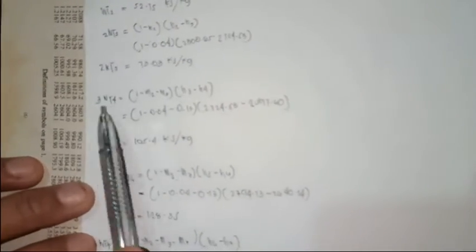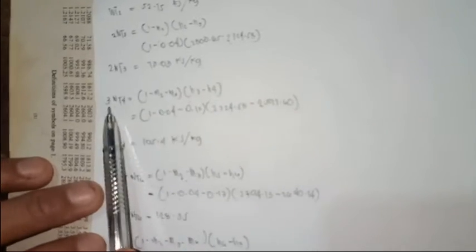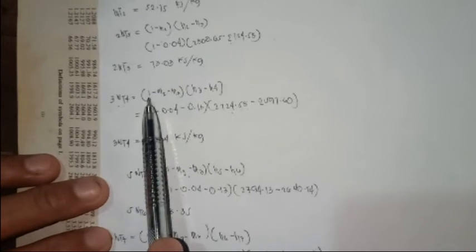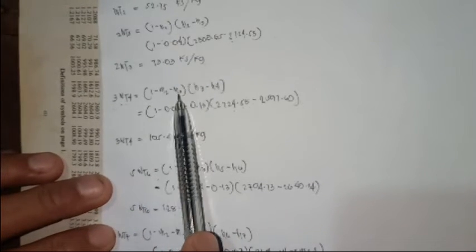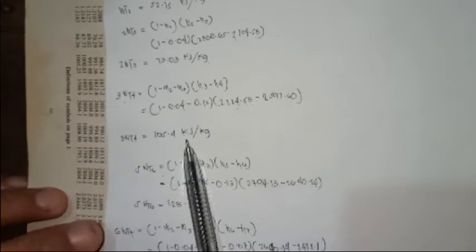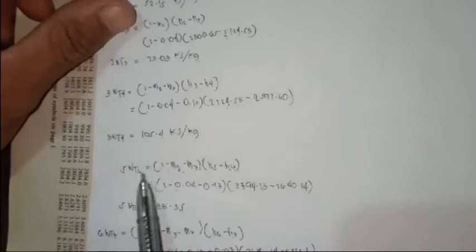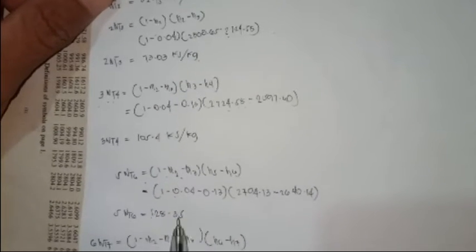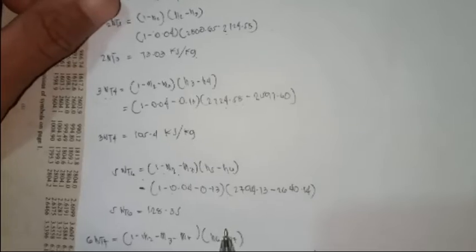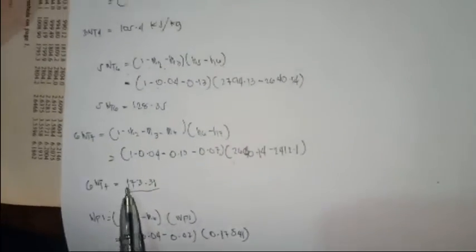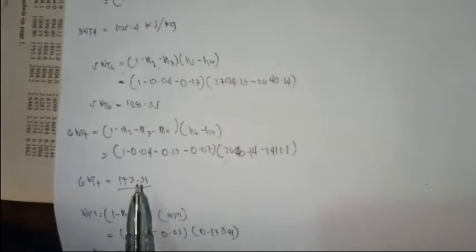Next, we have to get the value of work turbine 3 and work turbine 4, which comes from the formula 1 minus 2 times M3 times H3 minus H4, which is 105.4 kilojoule per kilogram. And from work turbine 5 and work turbine 6, you can get the value of 128.35. From work turbine 6 and work turbine 7, we have the value of 173.31.